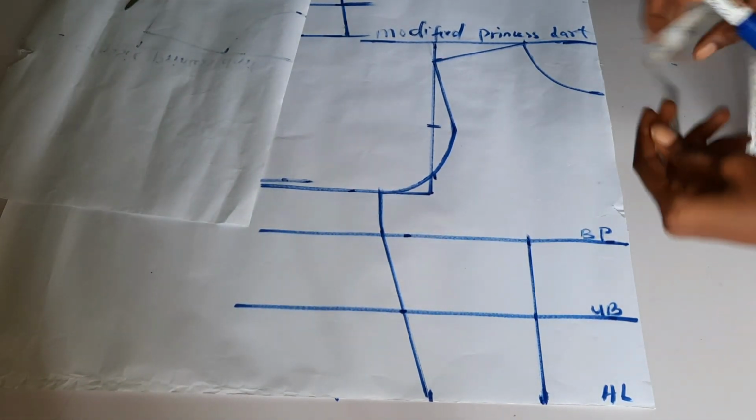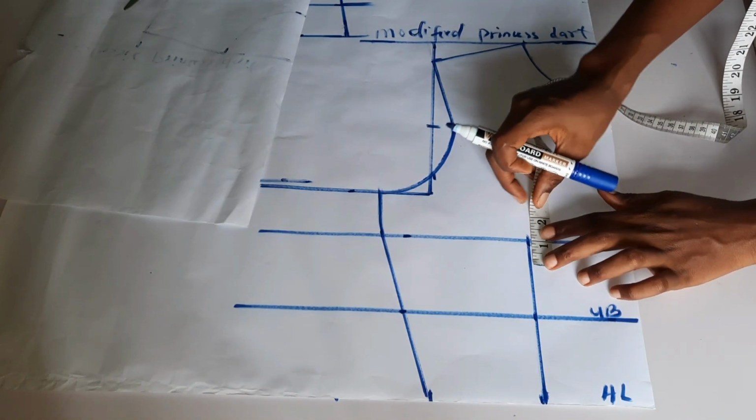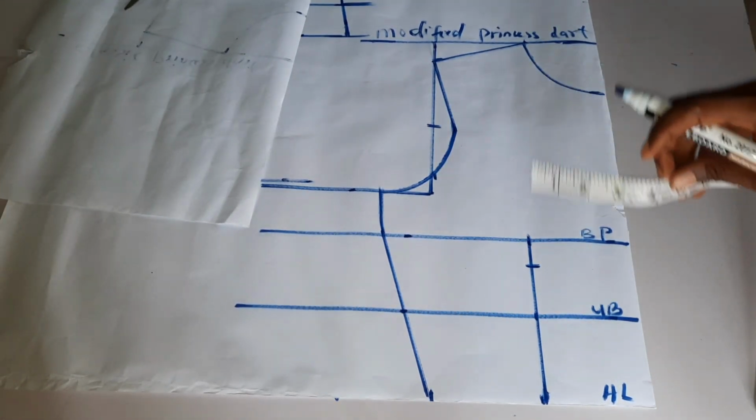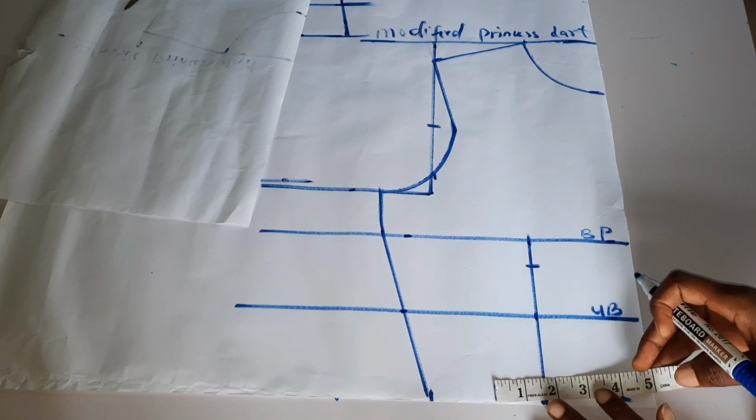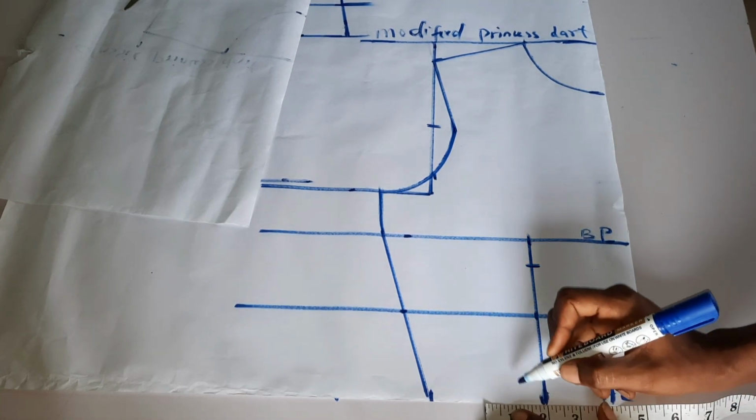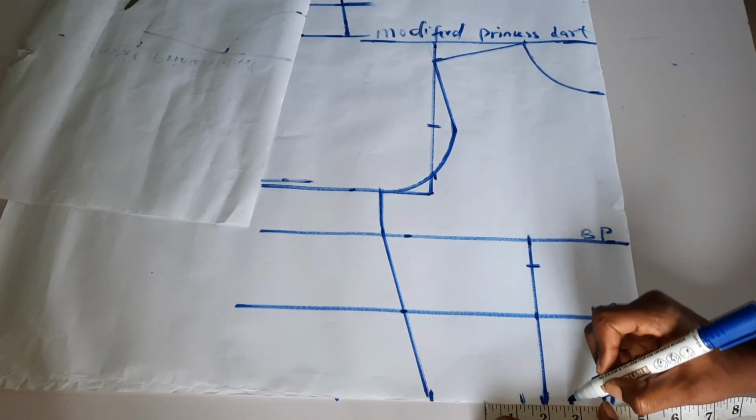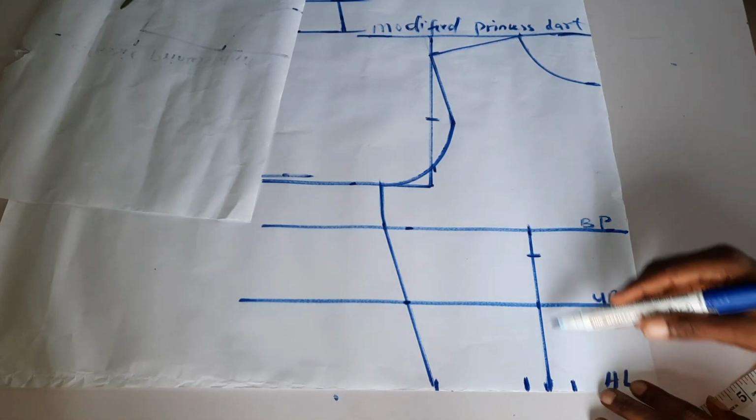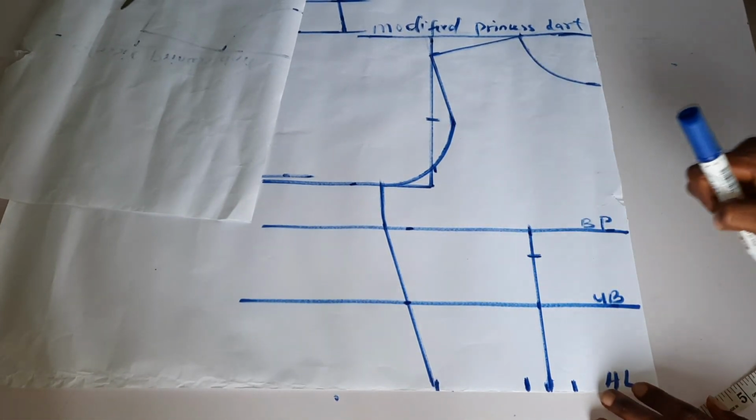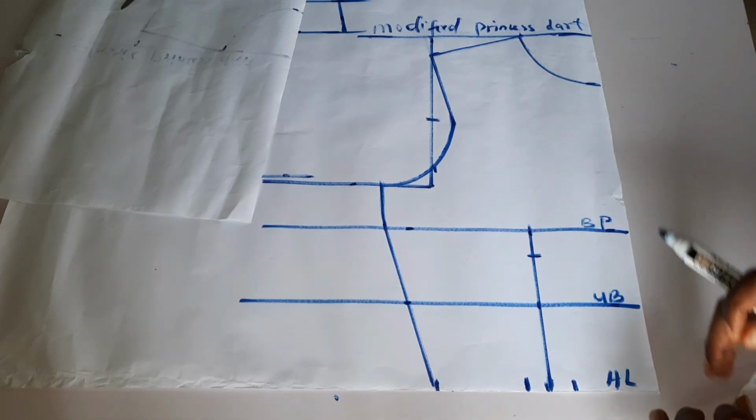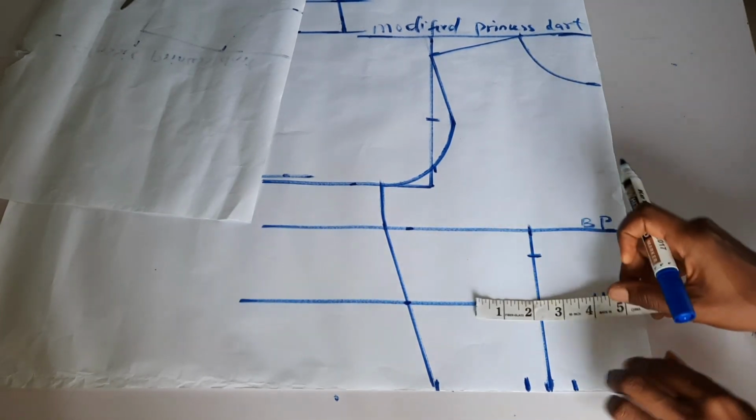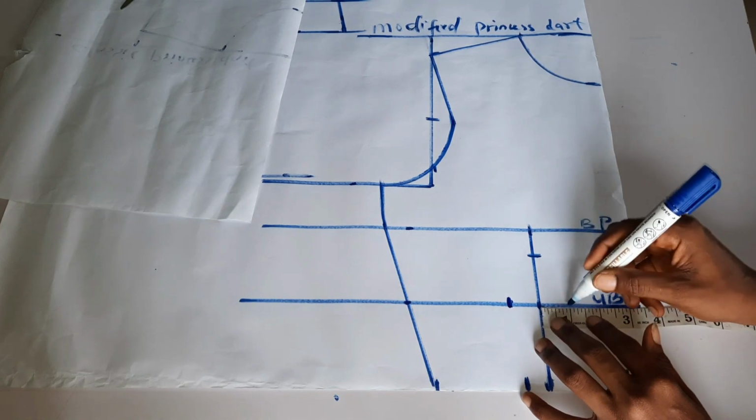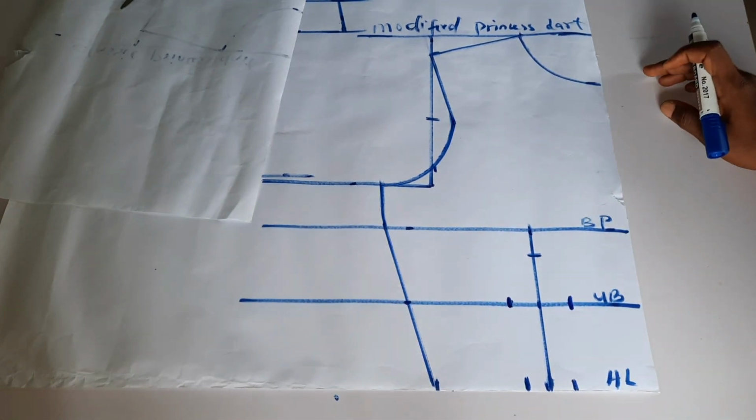Okay, so next I'm going to be coming down by 1 inch on this point. Like we did before, I'll come down by 1 inch on that point. Next, I would open up here. I will still use the same 0.75 that I used on the other one. Now for the classic princess dart, we connected from here to here, but for this one we're going to be making use of the underbust measurement. So on the underbust line here, I will be opening up by 1 inch on each side. That's for the modified princess dart.